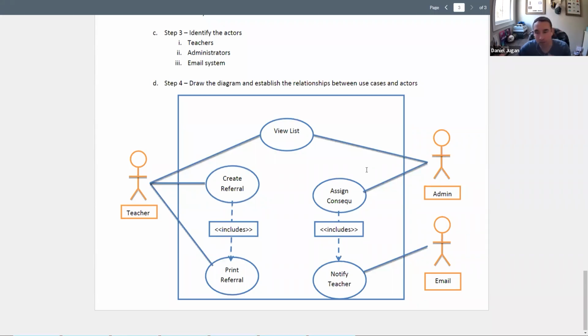Okay, so administrators can view lists. They can also assign a consequence. When they assign a consequence, that's going to automatically include notifying the teacher. And how is the teacher notified? Well, that's the email system that we have. It's a built-in email system that, depending on how the platform is set up, would automatically notify the teacher. Okay. Questions on this example?